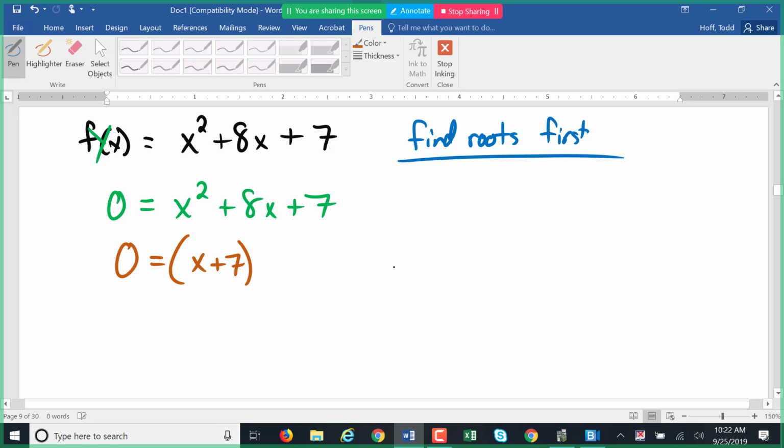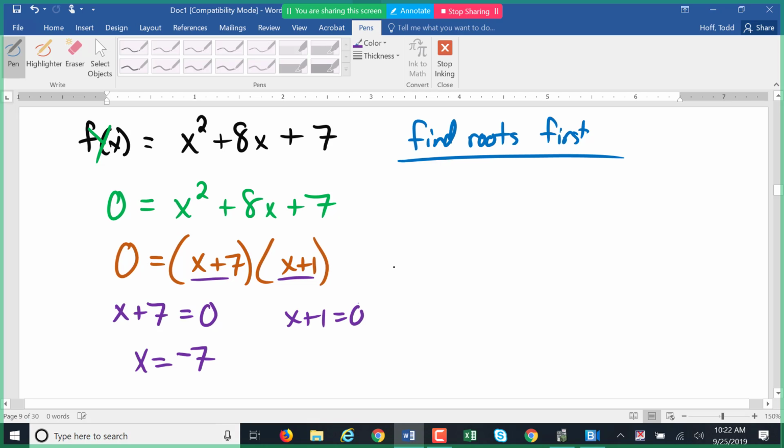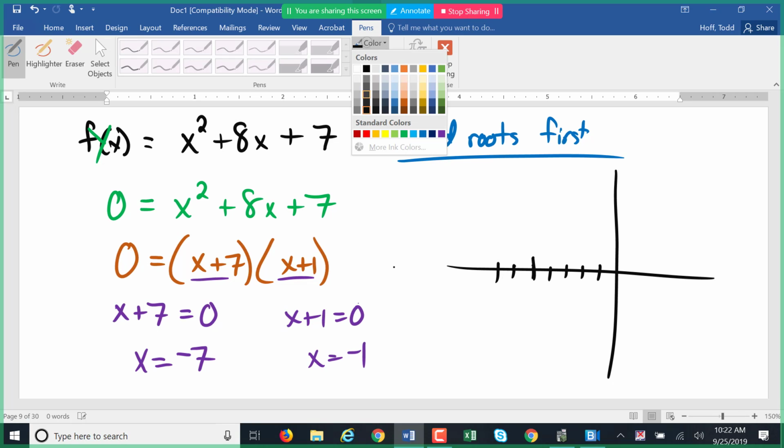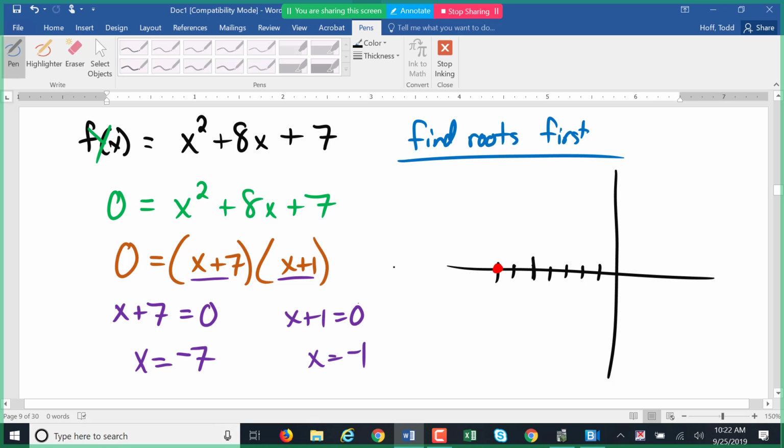x plus 7 and x plus 1. So my roots are where one of those or both of those equals 0. So x plus 7 equals 0 would give us x equals negative 7. x plus 1 equals 0 would give us x equals negative 1. So my roots are at negative 7, 0 and negative 1, 0.